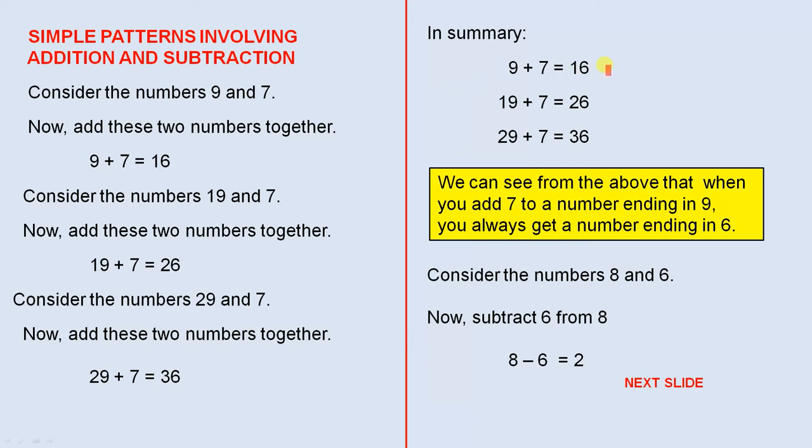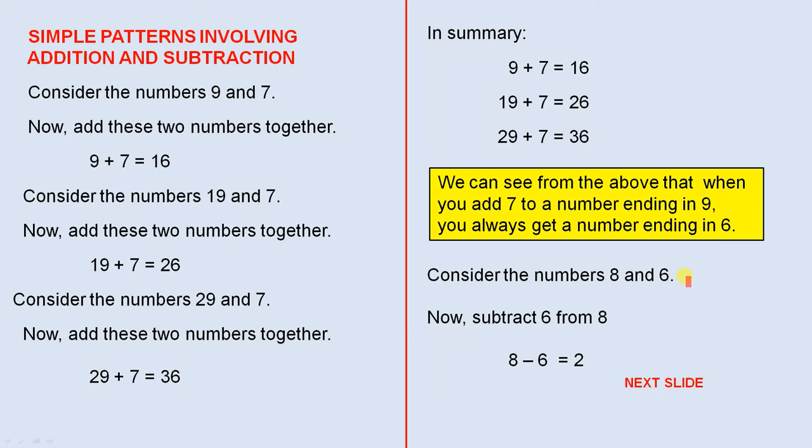In summary, 9 plus 7 equals 16. 19 plus 7 equals 26. 29 plus 7 equals 36. We can see from the above that when you add 7 to a number ending in 9, you always get a number ending in 6. So when you add 7 in each of these 3 cases to any number ending in 9, the answer always ends in 6. These are just 3 examples, and there are many, many more.